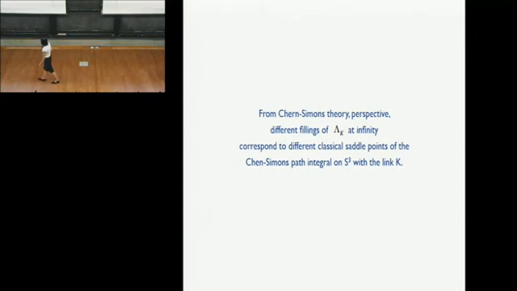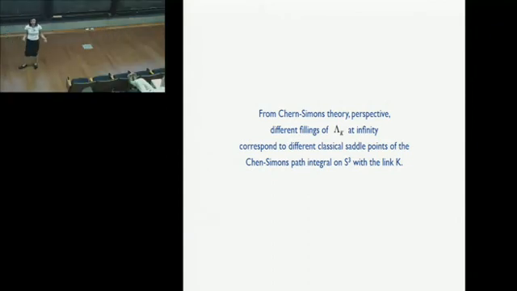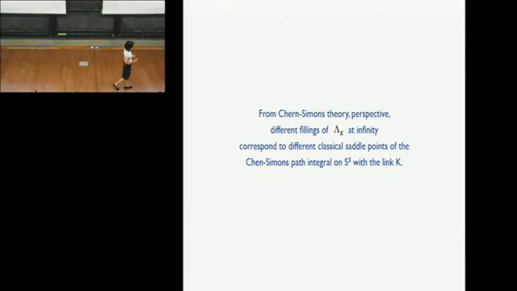Okay, so from Chern-Simons' perspective, again, Chern-Simons theory knows only about the link and nothing about any choices of Lagrangians and so forth. So the different fillings correspond to different classical saddle points of the Chern-Simons path integral in the S3 with the link. Okay.